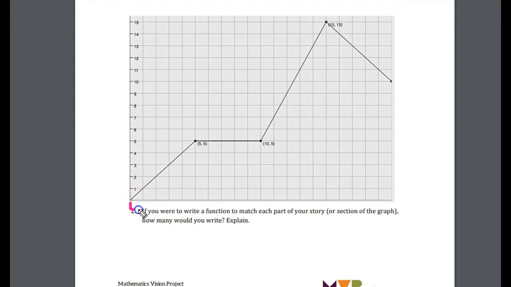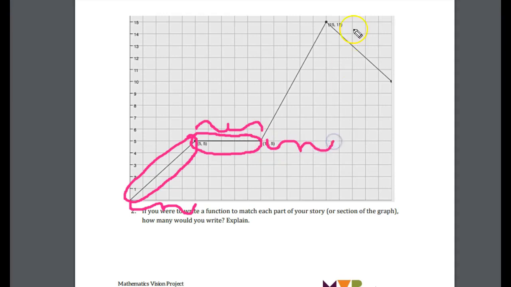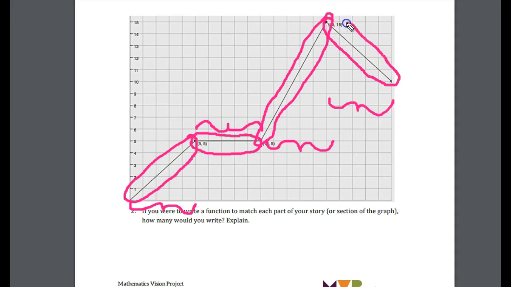You may notice that for this domain, we have this piece. For these x values, we have this piece. For these x values, we have this piece. And for these x values, we have this piece. So that is a total of 4 pieces of our story. So if I was going to write a function or an equation for each piece, I should have 4 equations.